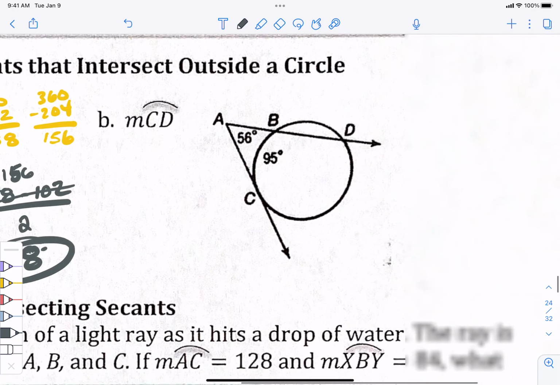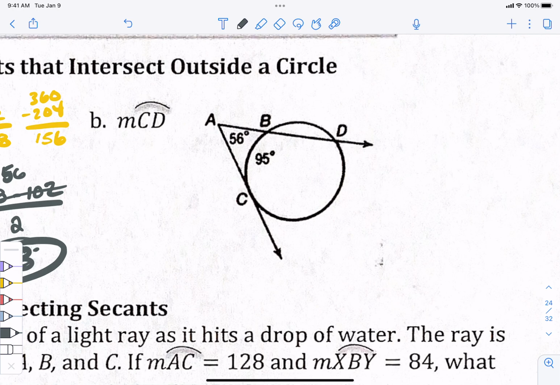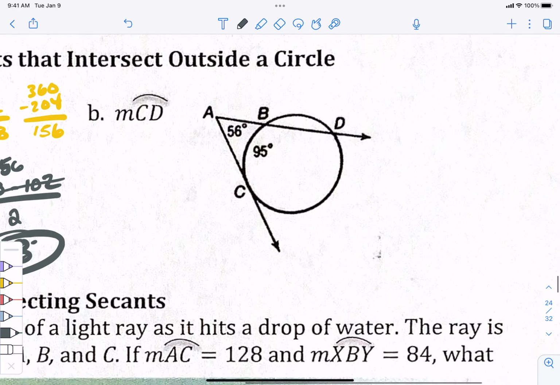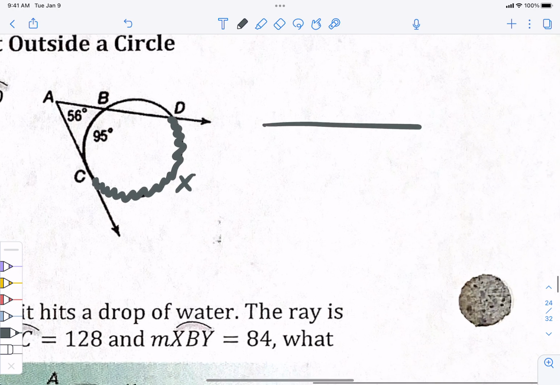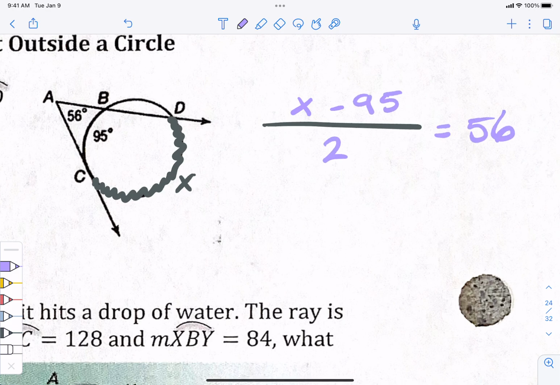Now they're trying to trick us again because they're giving us what we usually try to find. They're giving us this 56 degrees. We need to find CD. Let's give CD a name. What should we call it? X. Sure. Okay, what would we normally do? How would we normally set this up? Subtract them. So what minus what? Oh wait, we can't do that in this case because we have this little bit up here and we don't know what that is. So it would be x minus 95 over 2. X minus 95 divided by 2 equals 56. That's what we know.